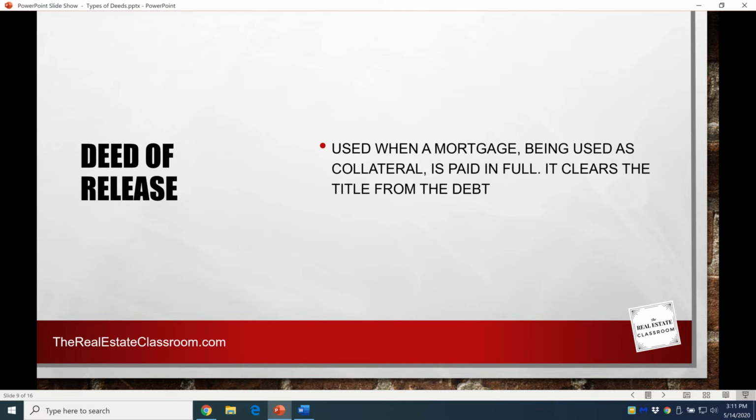Deed of release. We use this when a mortgage that's being used as collateral is paid in full. It clears the title from that debt. It's called a deed of release.